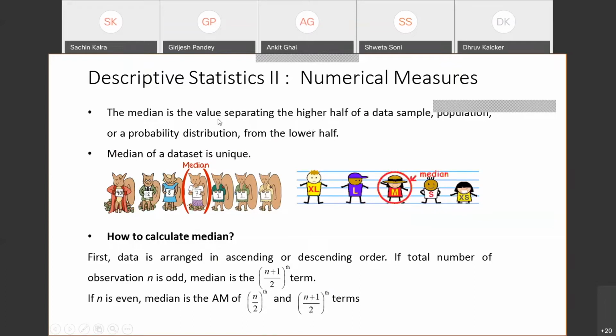The median is the value separating the higher half of a data sample, population, or probability distribution from the lower half. So this guy here is separating the upper half from the lower half. This is called the median.